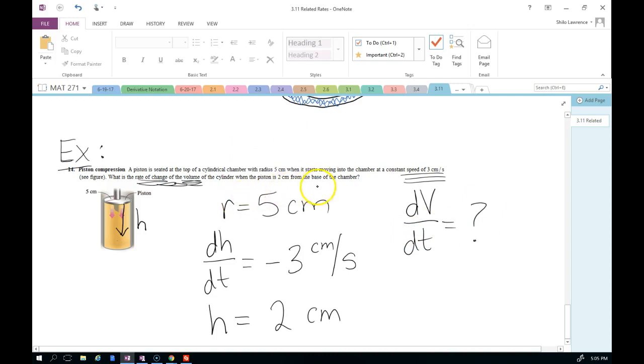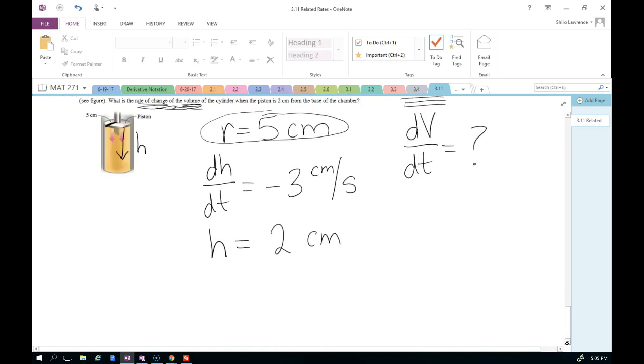Now this r value is never going to change. The radius on this piston is always 5. But the height is changing. So we need to be careful about what values we plug in right away and what values we have to plug in at the end. The volume for a cylinder is pi r squared h.